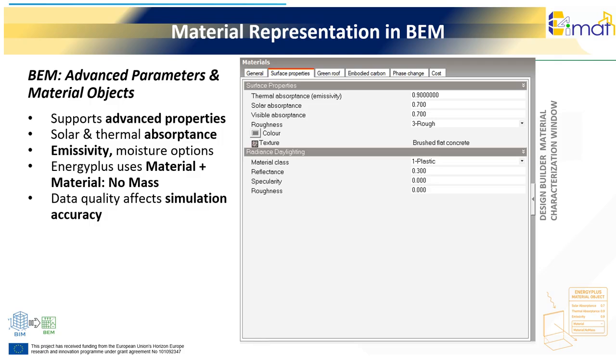No mass, allowing users to define physical or non-mass layers depending on the construction system. Design Builder provides a more visual interface, but relies on the same Energy Plus definitions internally. The accuracy of these advanced inputs can significantly improve the realism of the model, especially for facade materials or elements exposed to solar radiation. The essential idea is that BEM improves as more validated performance data is included.